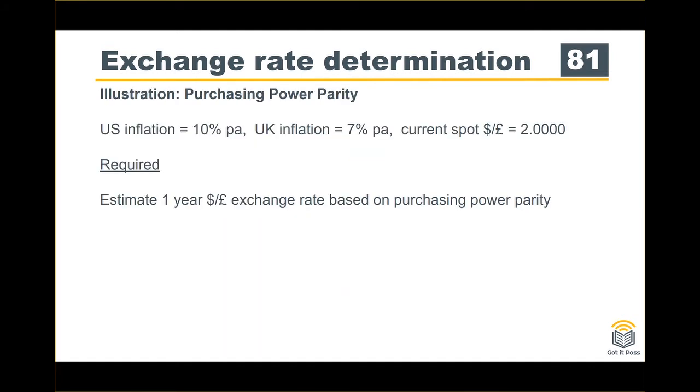And here is an illustration showing the PPP. US inflation is 10% per annum. UK inflation is 7% per annum. And the current spot rate between dollar and pound is 2. Required: estimate the 1 year dollar to pound exchange rate based on purchasing power parity. Remember the formula?